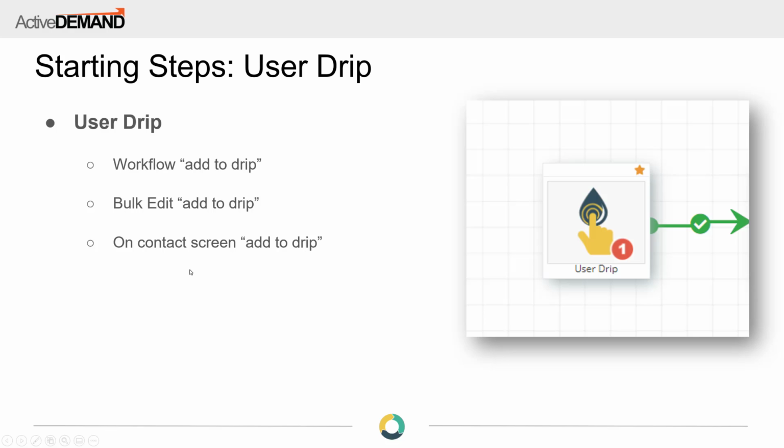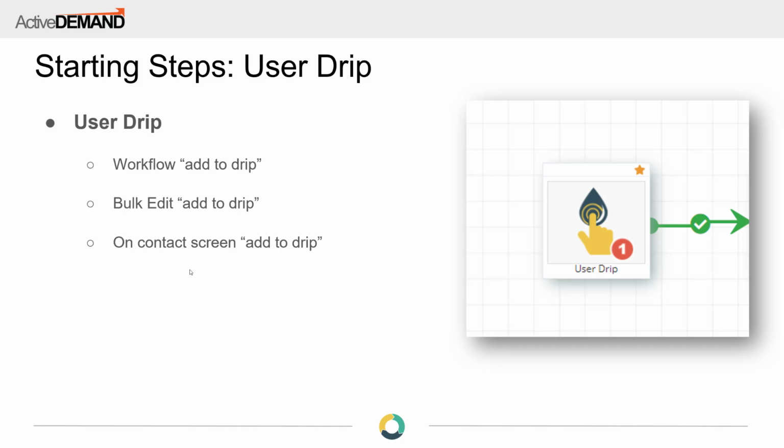And the third type of starting step is the user drip. Really, this type of entrance condition is manual entry, so to speak, as somebody has been pushed into the workflow by some workflow action or some user action. There is no query, it's just a bucket, and somehow that person has been pushed into this workflow. So for example, I could go directly to a contact and click the add to drip campaign button on the contact profile.